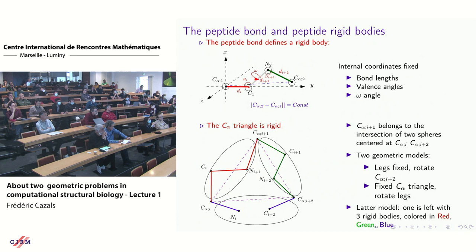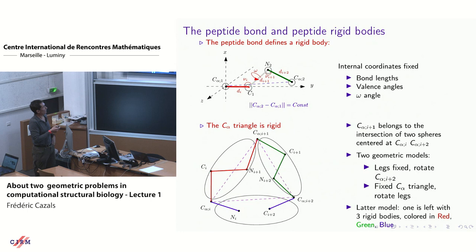So the first thing to understand is the geometry of the peptide bond. If you remember, the peptide bond is a stretch in between two consecutive C alpha atoms. So we have C alpha 1, the carbon of the carbonyl, the nitrogen, and the C alpha 2. And here we have plenty of constraints. The distances are constant, right? The valence angles are constant. And this omega angle is constant, right? And so it's not difficult to convince yourself that this is a rigid body.